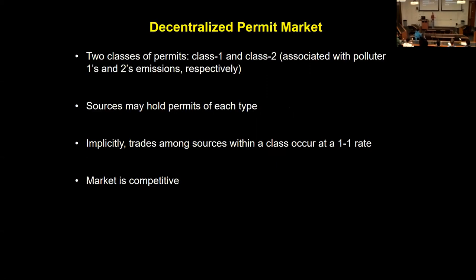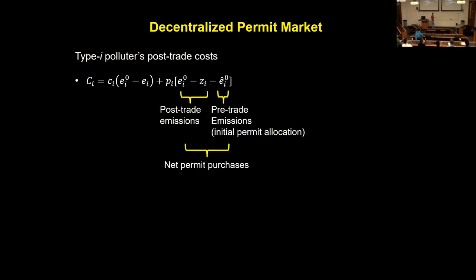The decentralized market is going to be very much like I set up previously. Two classes of permits. We're going to call them class one and class two, associated with each of these sectors that we have. Sources may hold permits of each type, and within a class, these trades are going to occur at a one-to-one rate, just like with the point-non-point trading. The market is competitive.